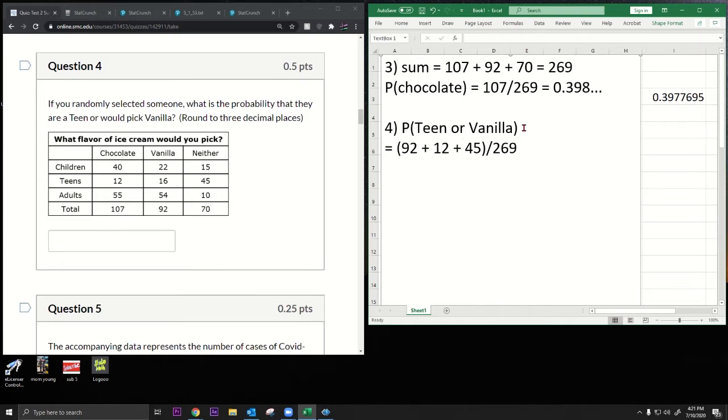So there you go. That's how I do it. That's the easiest way to do it. Just count it up, and divide by n, 269. So 92 plus 12 plus 45. You see how I counted that up?